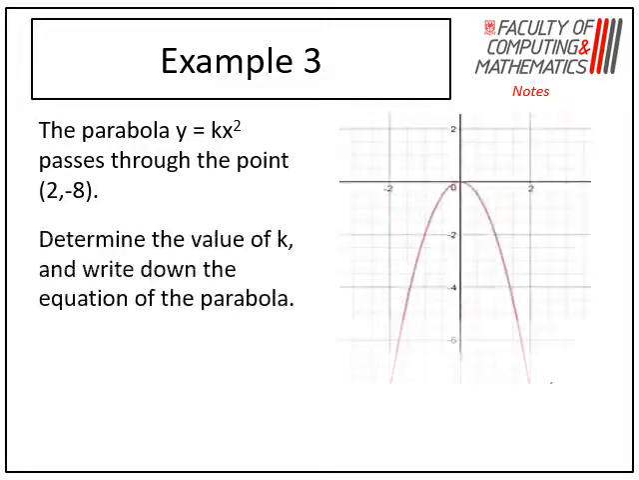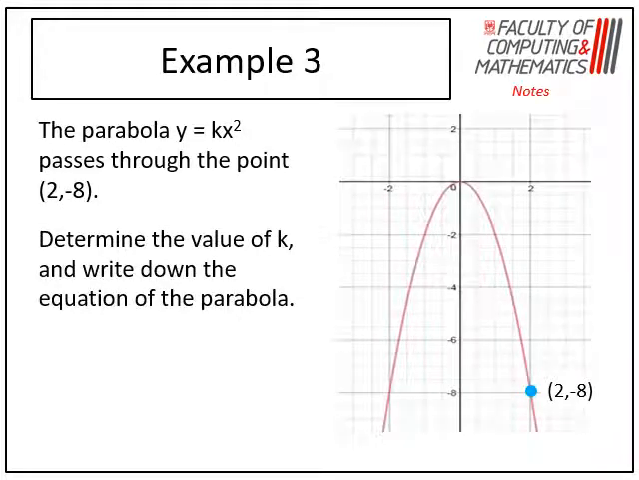Okay, so let's take a look at this one. You've got the parabola y is equal to kx squared passes through the point (2, -8). Determine the value of k and write down the equation of the parabola. Now, again, look at the diagram. So when you get your value of k, make sure that it's logical and it matches your diagram. So you know that the point (2, -8) goes through the parabola, and you know that's going to be your x coordinate and your y coordinate.